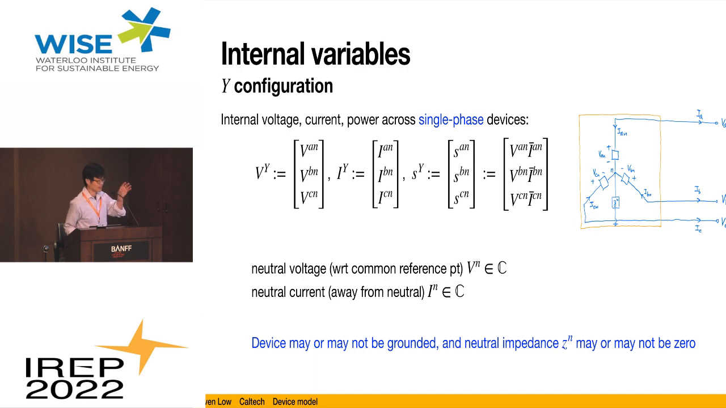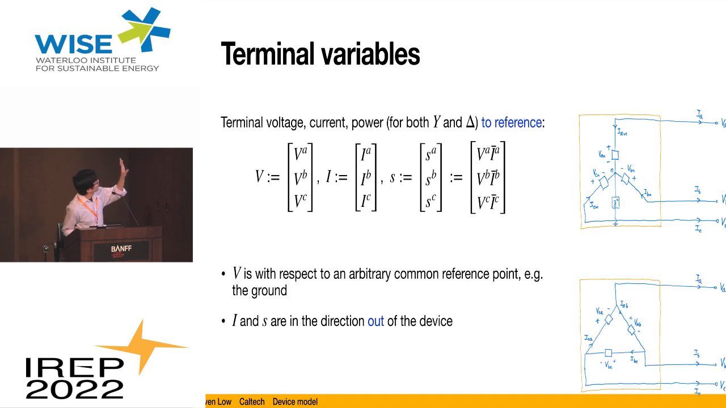Okay, so starting with the details, the internal variables, which are the voltages, currents, and powers, are simply the voltage, current, powers across each single-phase device, independent of whether it's in Y or delta. And therefore, the V of Y, which is a three-dimensional vector, is simply V_AN, V_BN, V_CN. Right? This is basically the single-phase device, whether the device is a voltage source, current source, power source, or impedance. And I of Y similarly is the current across single-phase devices, and so on.